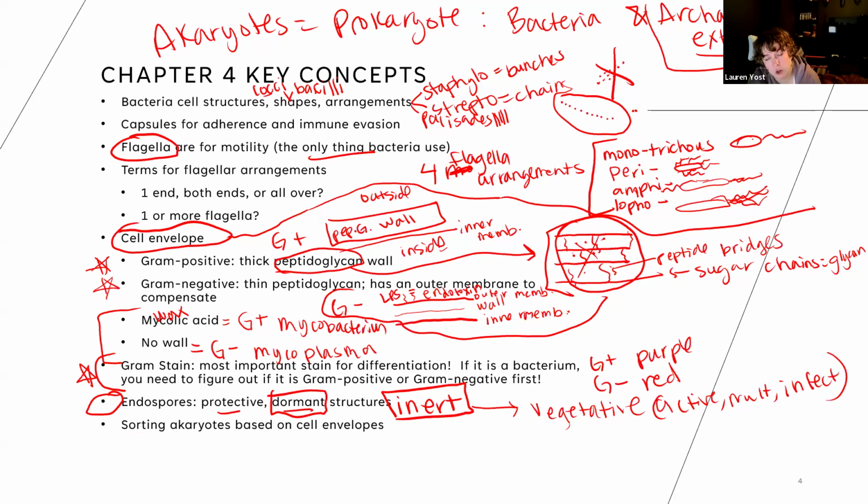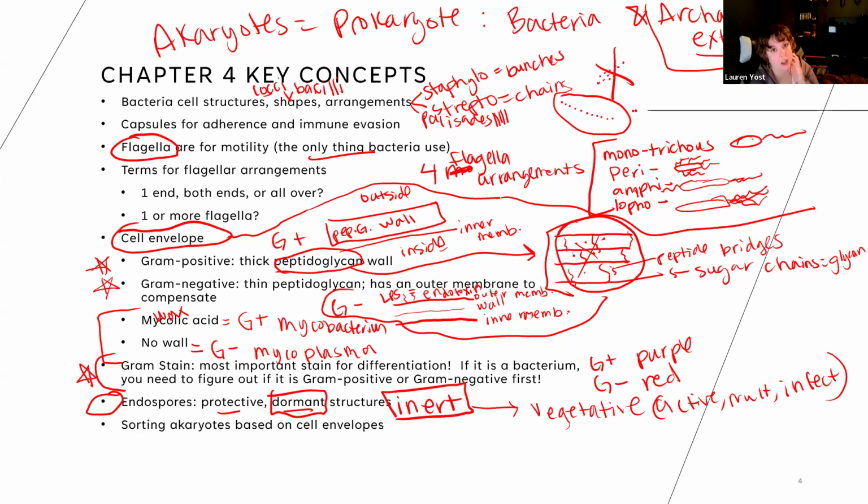The only thing that endospores can do is become vegetative. Vegetative cells are active, multiplying, they're doing metabolism, they're making energy, they're making toxin, they're growing, they're doing things. The only thing that endospores are doing is nothing. They're just waiting to become vegetative.